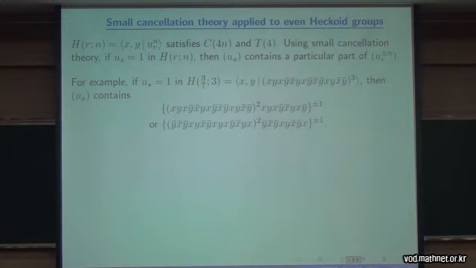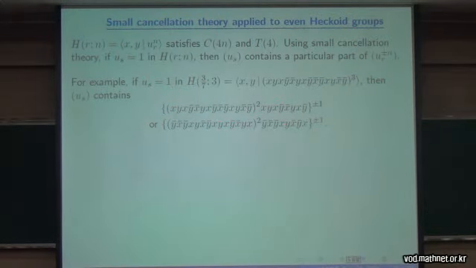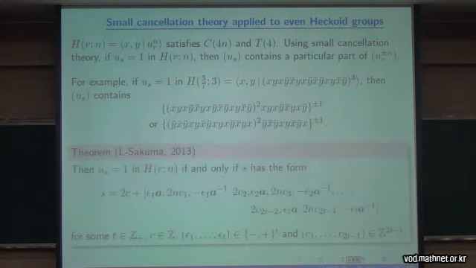And now this is the result about even Heckoid groups. Again, we observed that this Heckoid group presentation satisfies the C(4)-N and T(4) small cancellation conditions. And using small cancellation theory, we proved this part. Just like before, if u_S equals 1 in this even Heckoid group, such a word contains some particular part of this layer. In this example, such a particular part corresponds to this. So if u_S equals 1 in this Heckoid group, then it must contain this part or this part as a subword. From this observation, we were able to prove this theorem, which gives a complete answer to the question: u_S equals 1 in this Heckoid group if and only if this rational number S has this form.